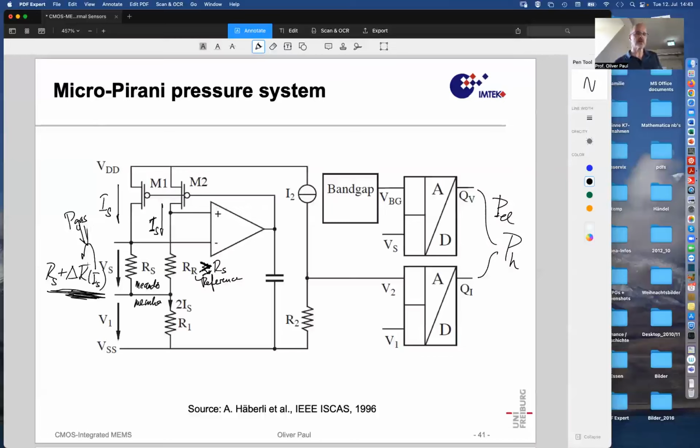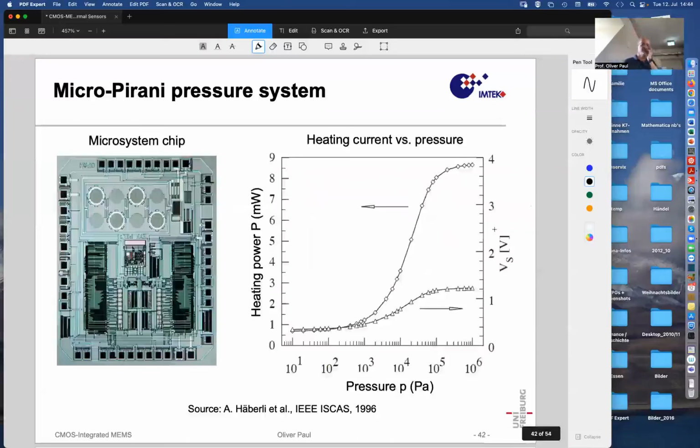It's just the delta R that is constant, irrespective of gas pressure, but the current needed to obtain that. So these bit streams are functions of pressure. And then, of course, the electrical power dissipated is also a function of pressure. And you can look at the structure itself, the microsystem that you see here.